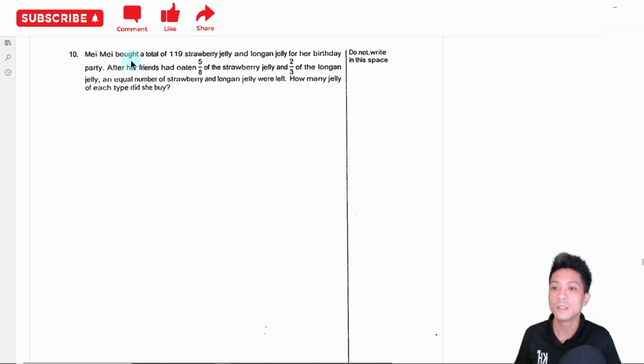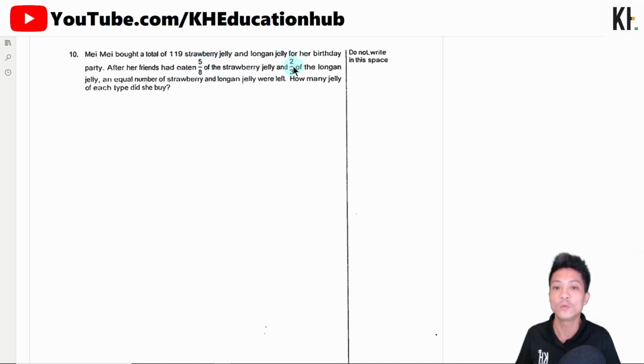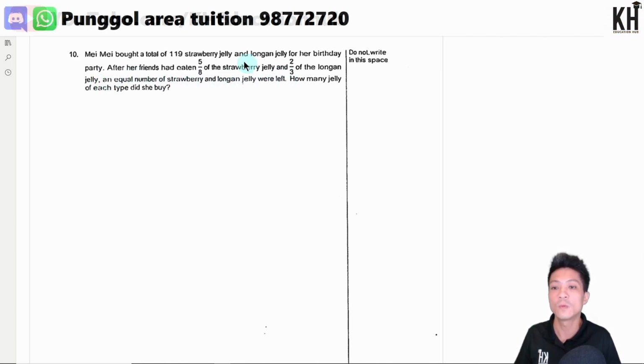Okay, question 10. Mei Mei bought a total of 119 strawberry jelly and longan jelly for her birthday party. After her friends had eaten 5/8 of the strawberry jelly and 2/3 of the longan jelly, an equal number of strawberry and longan jelly were left. So this is going to be important. How many jelly of each type did she buy?